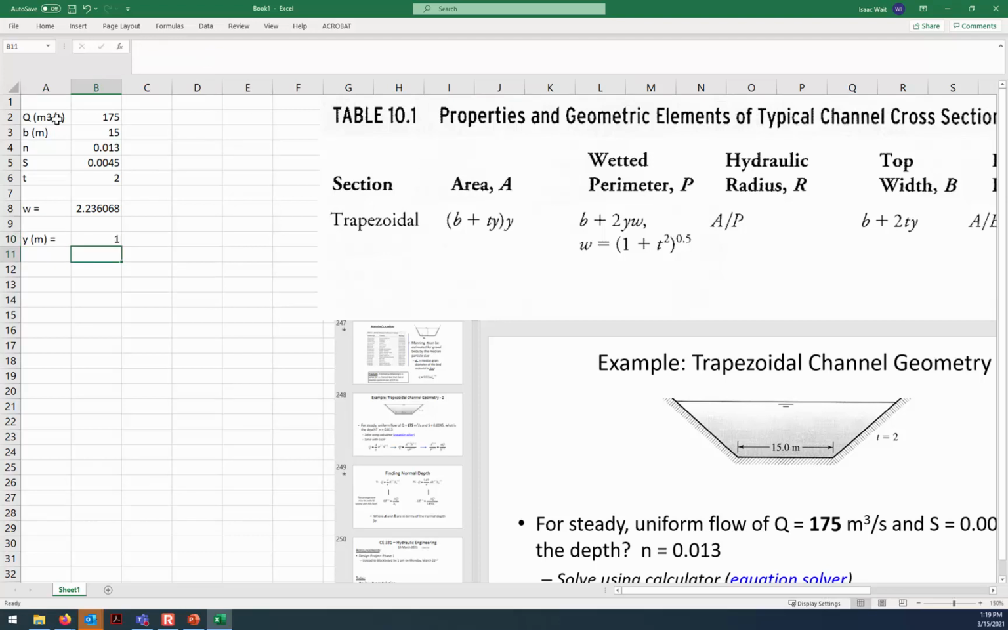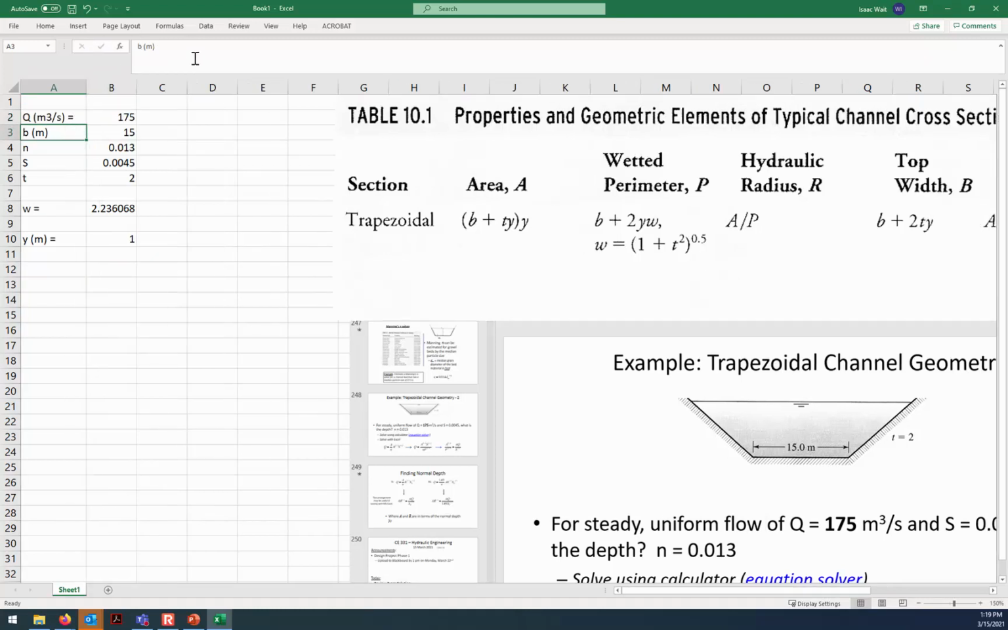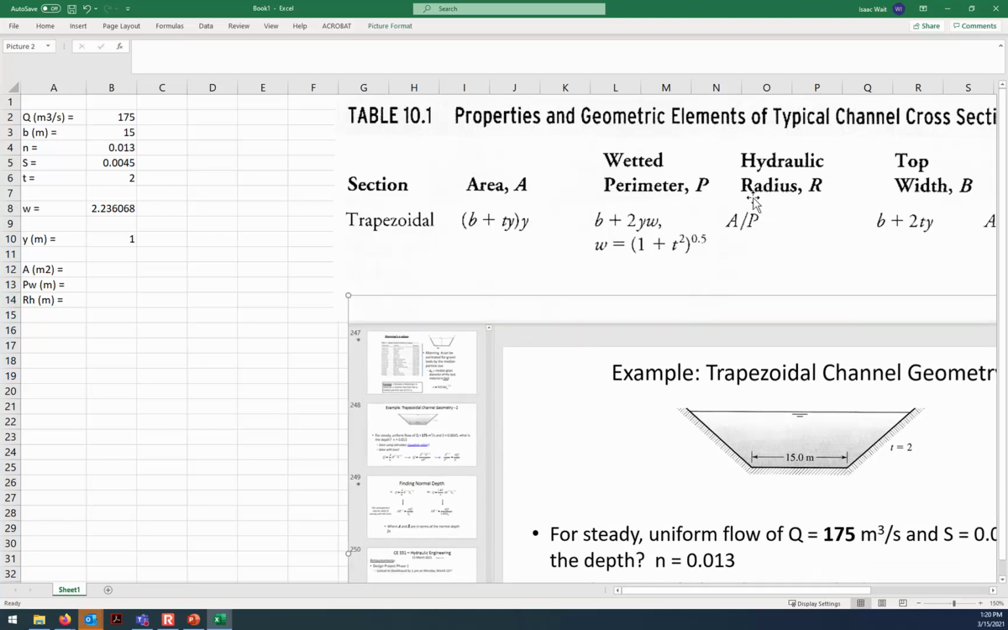Okay? And by the way, maybe I should have put minus signs for all of those if I'm going to be consistent. I was defining each of these variables that are going to go into the equation below. Okay, so starting with a guess of y, then what would be the area in terms of square meters? What would be the wetted perimeter in terms of meters? And then what would be the hydraulic radius in terms of meters? Okay, so here we have the formula for each of these things.